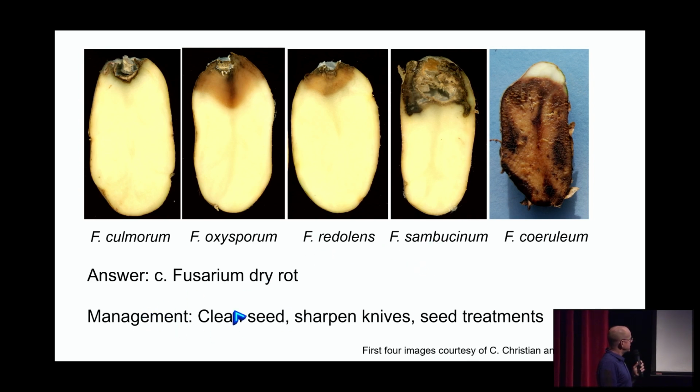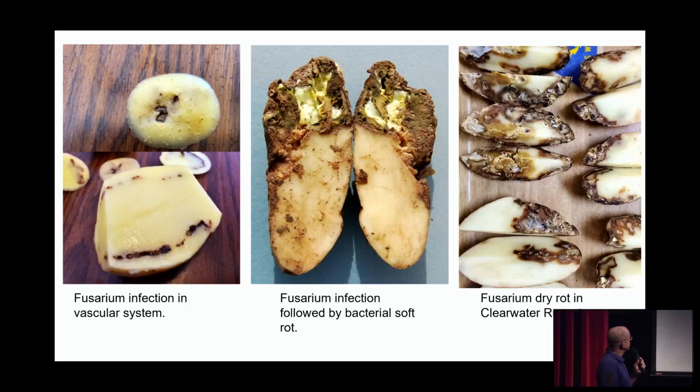And the way we manage this is it does help to have clean seed. There is some work that would show the amount of seed that has Fusarium is going to be somewhat of an indicator of your risk come harvest time. Also make sure that your knives are sharp. Research shows that dull knives tend to make a cut that won't heal as fast as if the knives are sharper. And then you can use different seed treatments. And towards the end of the day here, we're going to talk about some research where we looked at different seed treatments and how they did against some of these organisms.